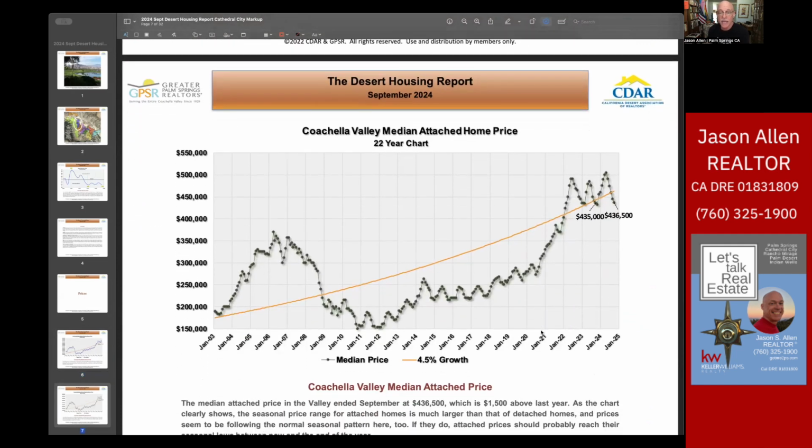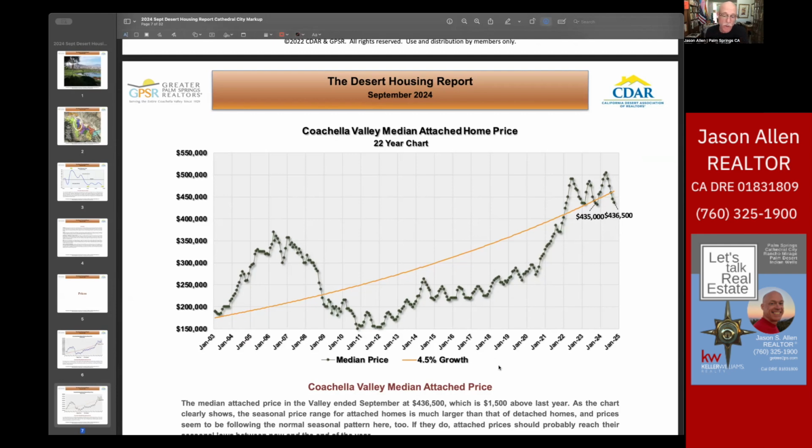With respect to the attached, again, this is your condominiums, townhomes, patio homes that have at least one shared wall. Typically, these are within a community, an HOA association, maybe lease land, maybe land you own, fee simple, within a gated community or not a gated community. We have both, and that's all of these again across the entire Coachella Valley.